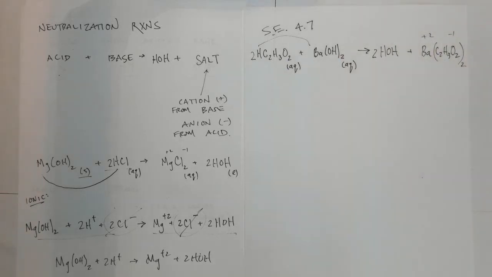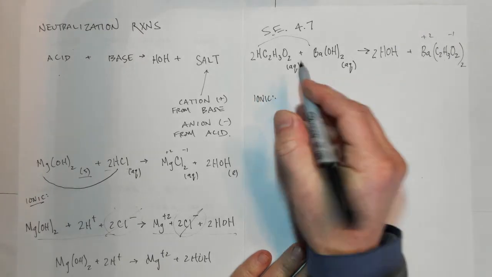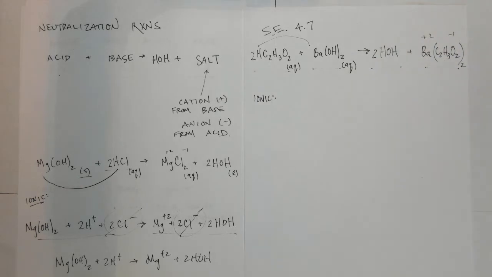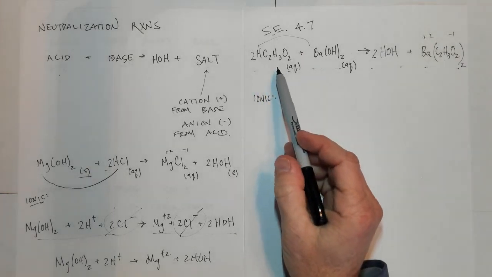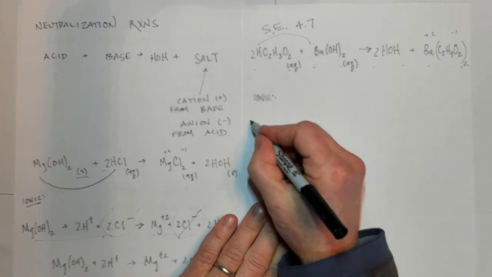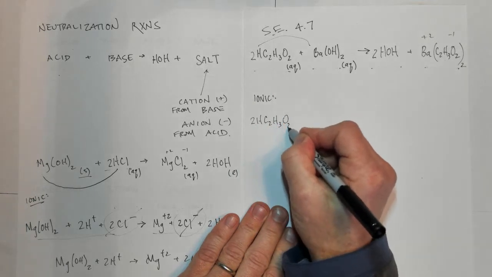Next, it asks us to write the complete ionic equation. And to write the ionic equation, we have to go through and ask if each one of these species is strong. And if it's strong, we split it or write it as its ions. This C2H3O2 is not one of the strong acids you memorized, and therefore it must be a weak acid, so we just leave it together. Weaks and non-electrolytes always stay together.